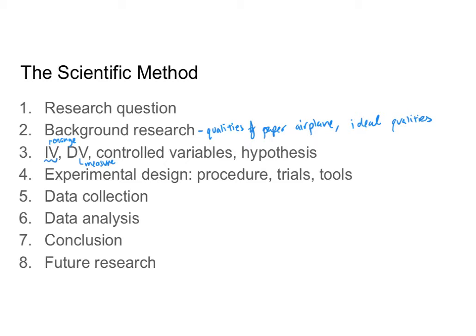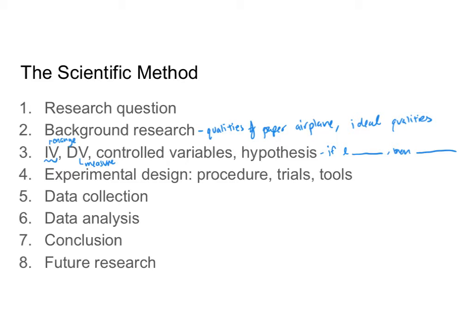With that, you're going to use your IV and DV to write a hypothesis. So if I do something to the IV, then I will measure some change in the dependent variable. Using your hypothesis, you're going to design your experiment. So you're going to come up with a procedure. You should consider having multiple trials, and you should think about the tools you're going to use.